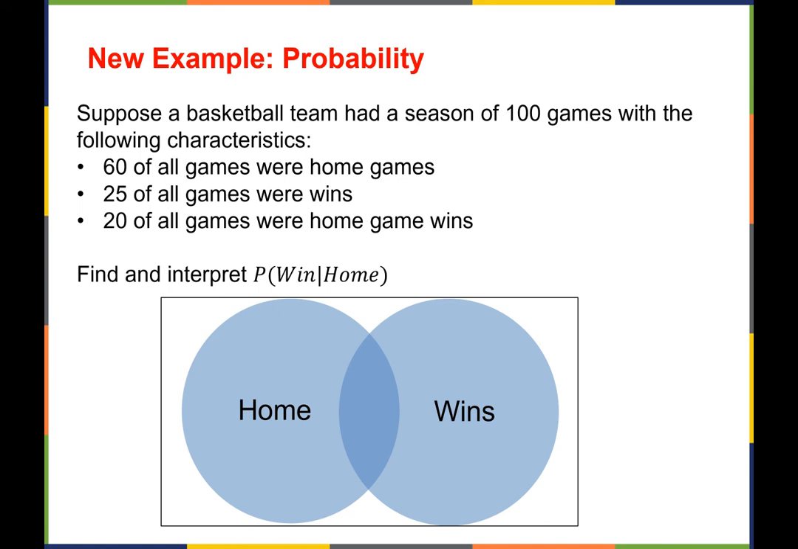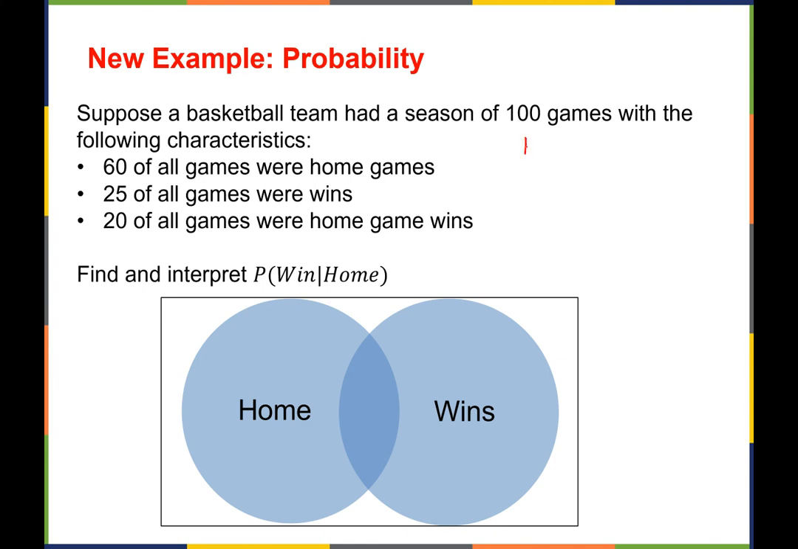Suppose a basketball team had a season of 100 games, with the following characteristics. 60 of all the games were home games, 25 of all the games were wins, and 20 of all the games were home game wins. So we need to find and interpret the probability of a win given home. This is one of those problems where you have to do quite a bit of work before you can even start to work on the question they asked.